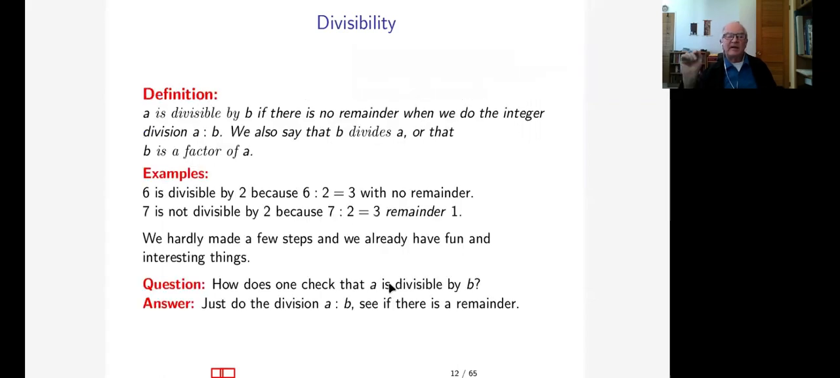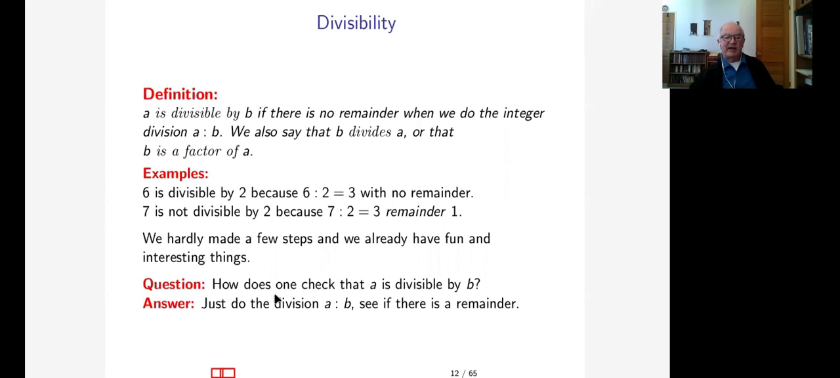And this takes us to our first definition. We say that the number A is divisible by the number B if there is no remainder when we do the integer division A divided by B. We also say that B divides A, or that B is a factor of A. So just to give some examples, 6 is divisible by 2, because 6 divided by 2 equals 3 with no remainder. But 7 is not divisible by 2, because if I try to divide 7 by 2, I get 3 with remainder 1. So we already have some fun, because we can talk about divisibility.